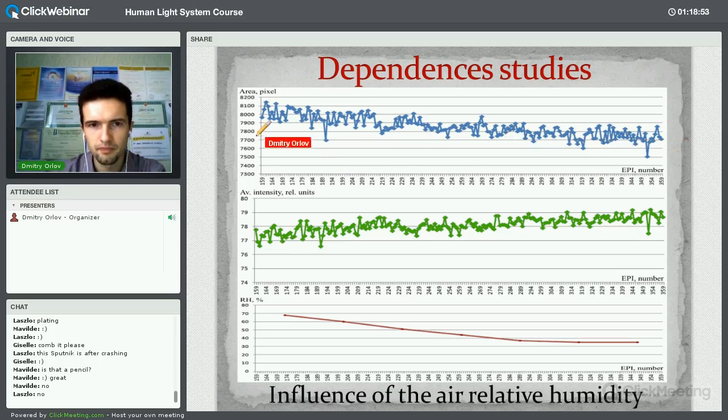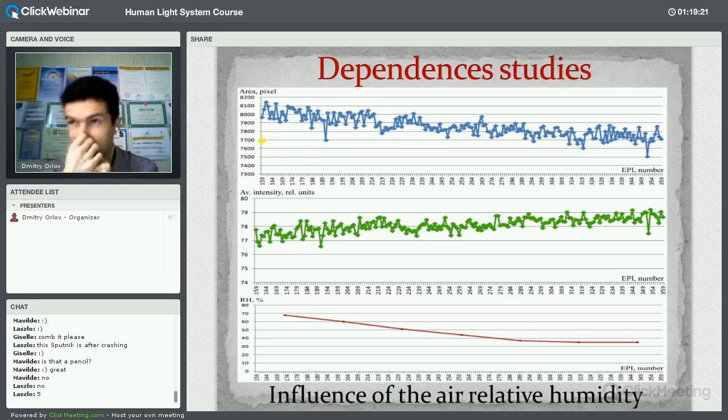So it was closer to 8,100 in the beginning, and moved over to 7,700. So if we calculate in percentage, it's only 400 pixels, so it's like a 5% difference.